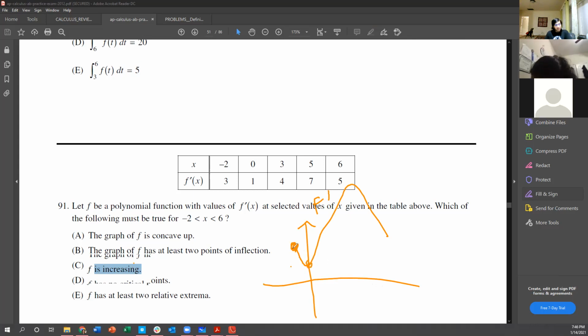It could be possible that it dips negative, and then it comes back up. We don't know. And in the case that it does dip below 0, f would be decreasing for these values right here. So there's no guarantee that it's increasing for all these values from -2 to +6. For all we know, if this is a point here, it could even be dipping here. We don't know, right?